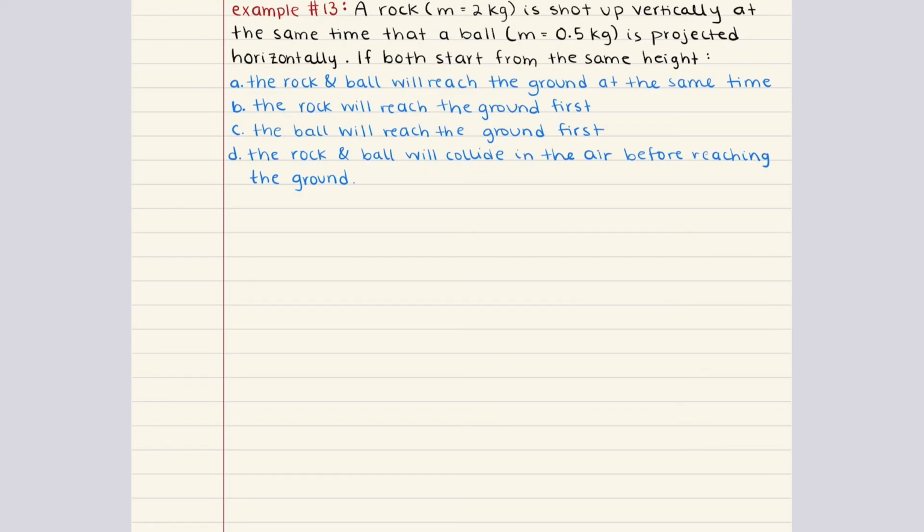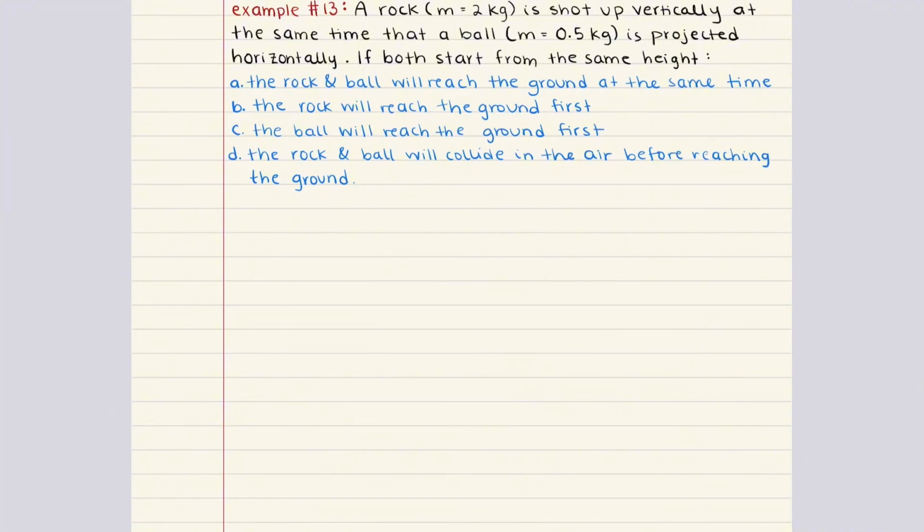C says the ball will reach the ground first. And D says the rock and ball will collide in the air before reaching the ground. Now, to answer this question, we only need to analyze the motion in the vertical dimension. If both the rock and ball began with no vertical velocity, they would reach the ground at the same time.